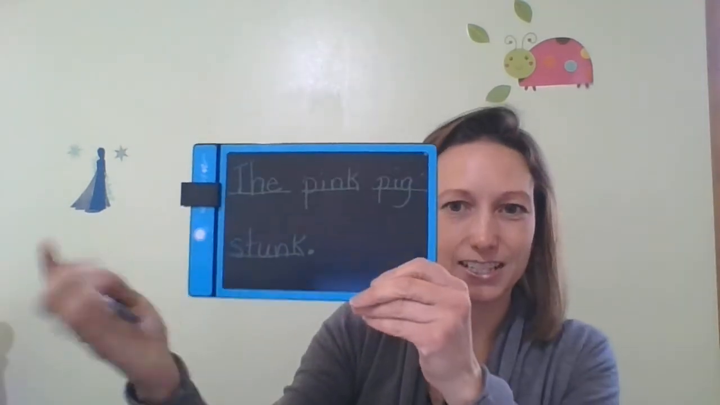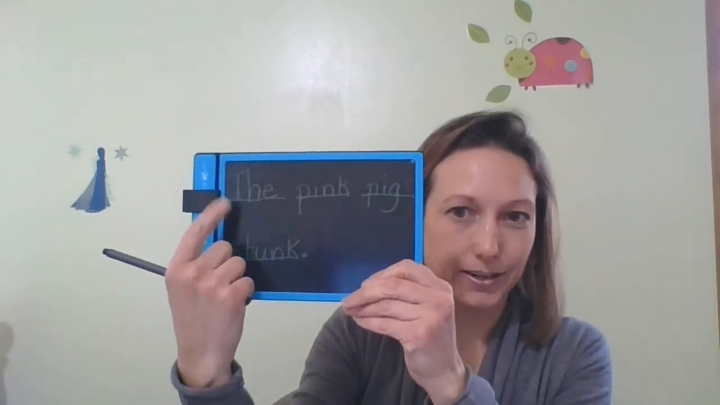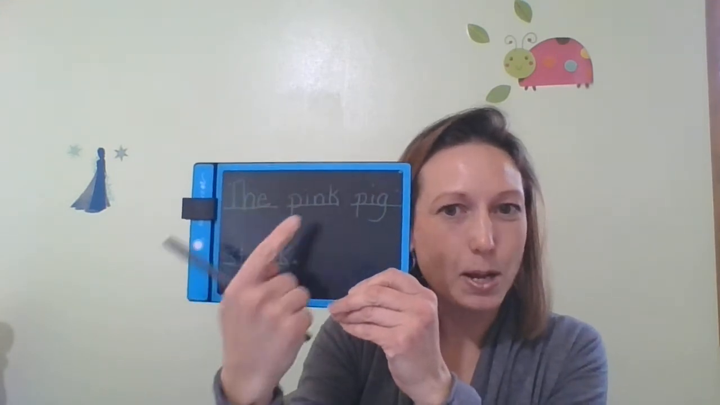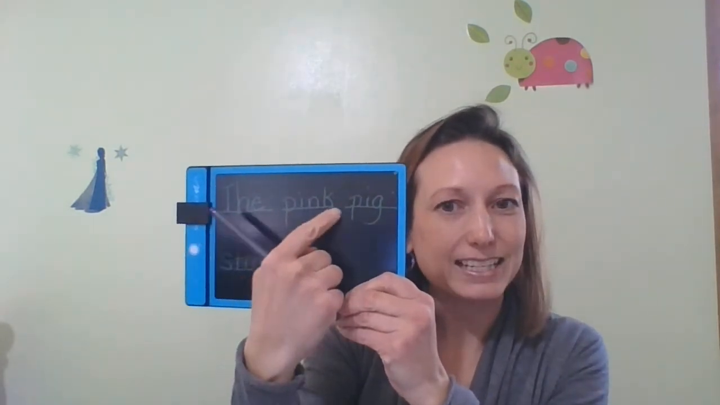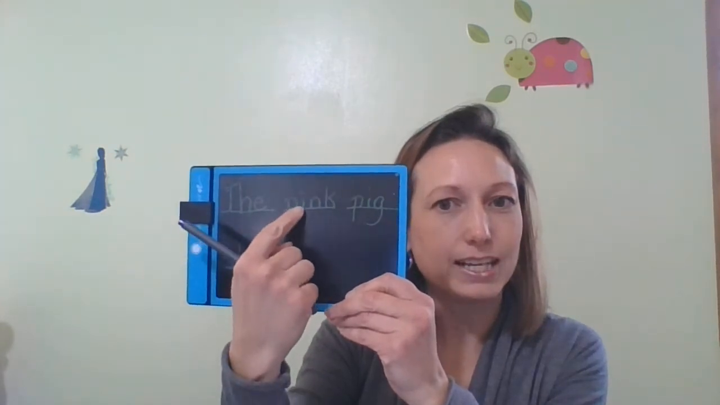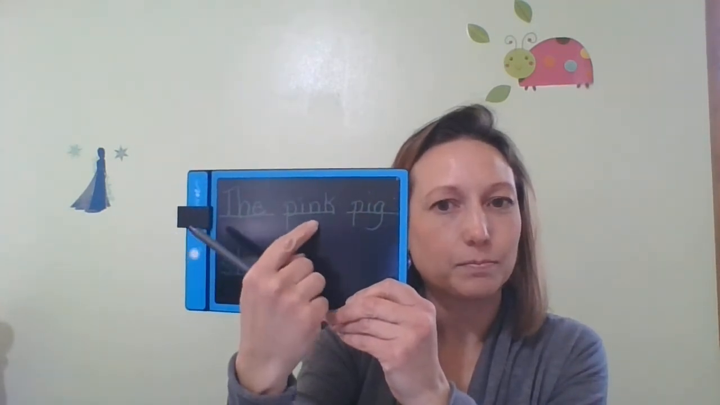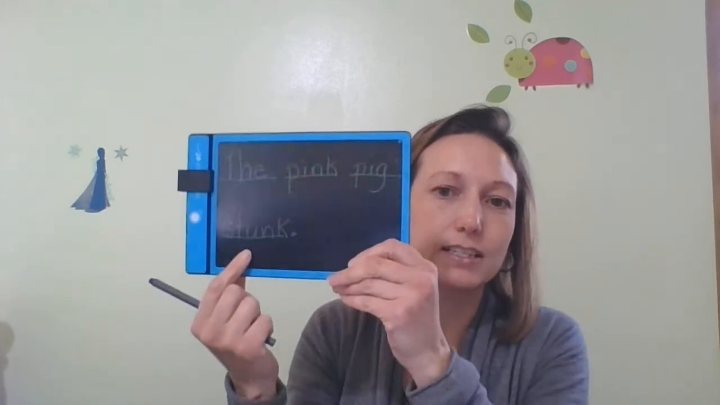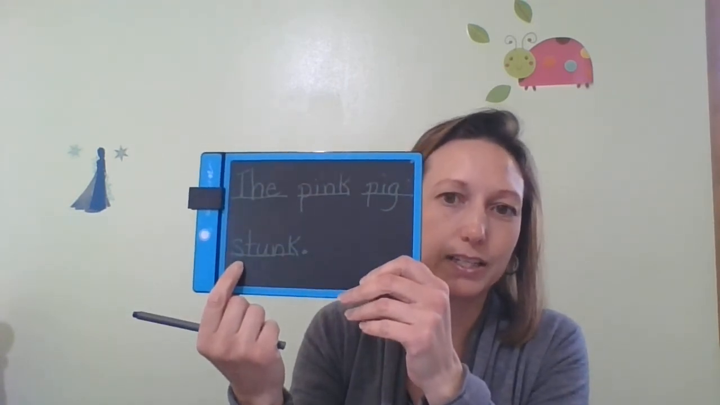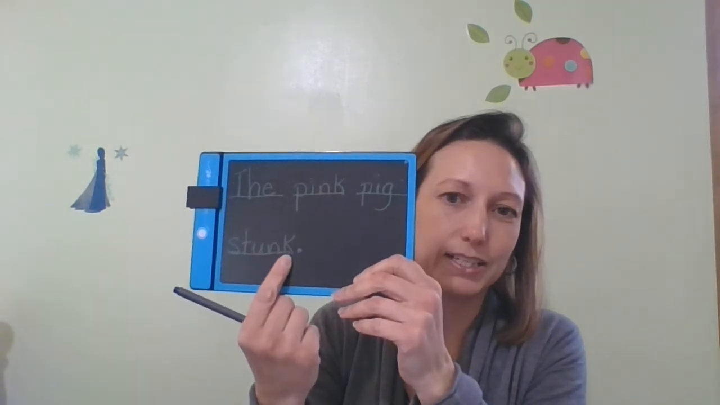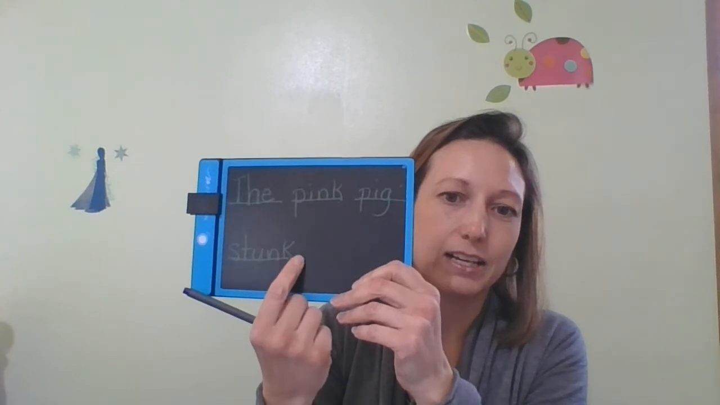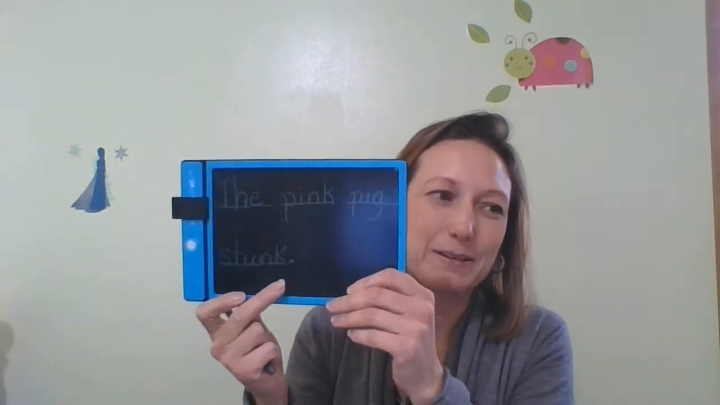And here's our sentence. The, uppercase letter, why? Because it's the beginning of our sentence. T-H-E, pink. We use that ink chunk. P-I-N-K. Pig, P-I-G. Stunk. Got that S-T blend at the beginning and the N-K blend at the end. S-T-U-N-K. And then our period.